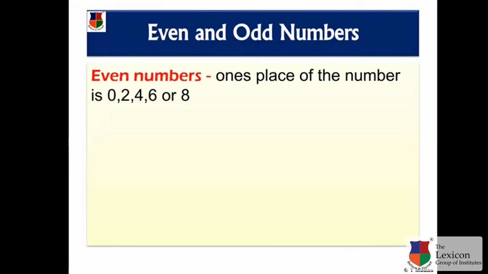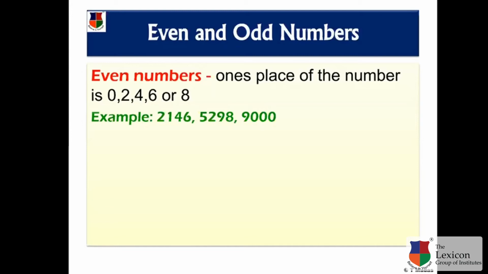How will you identify whether the given number is even or odd? Very easy. First, you need to look at the ones place number. If the ones place digit is 0, 2, 4, 6 or 8, then that entire number is an even number. For example, look at this number, 2146. Which digit is at ones place in this number? 6. So this number will be an even number.